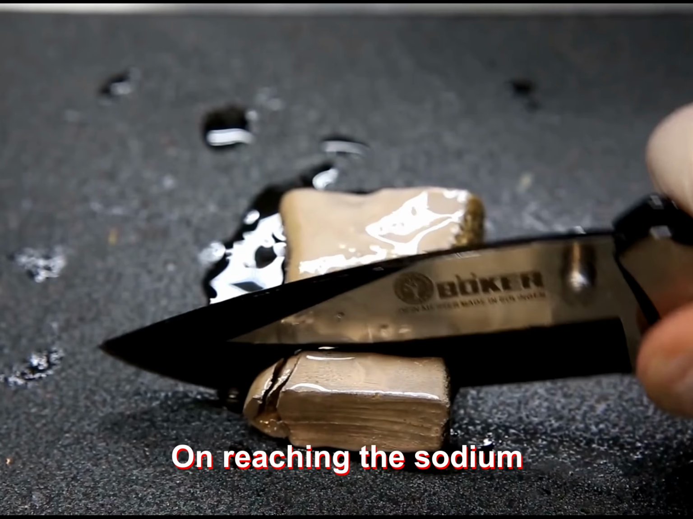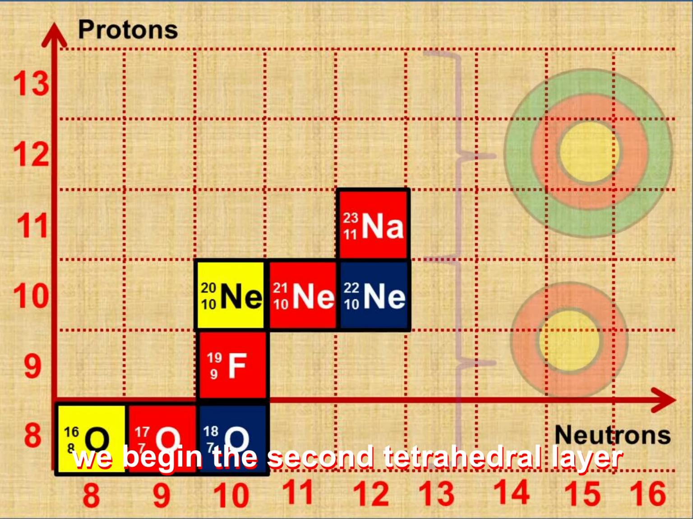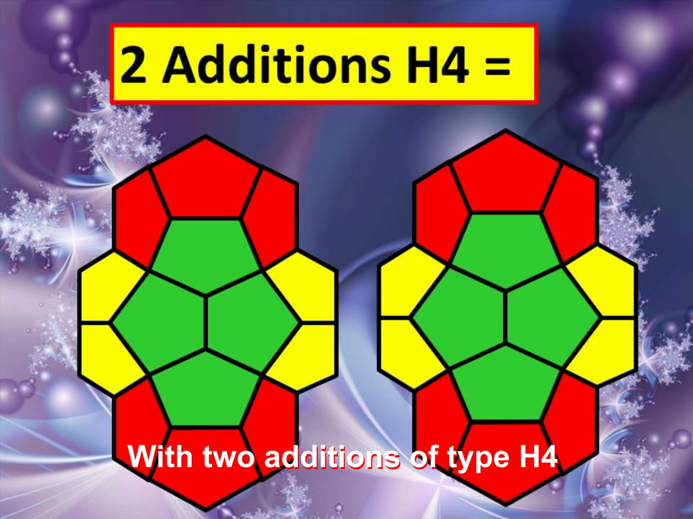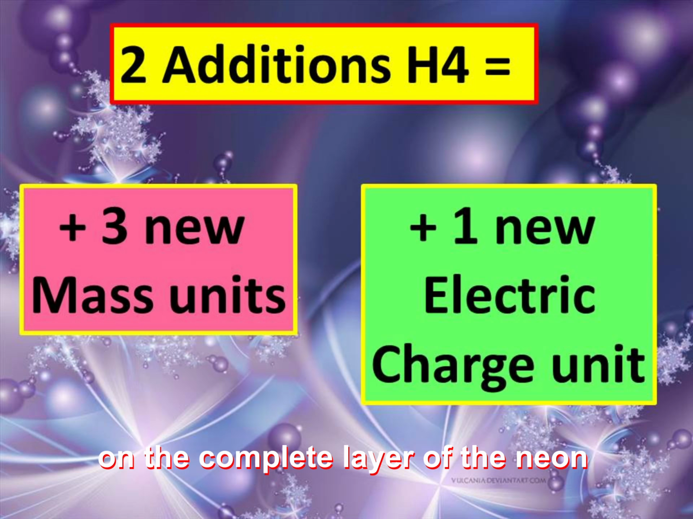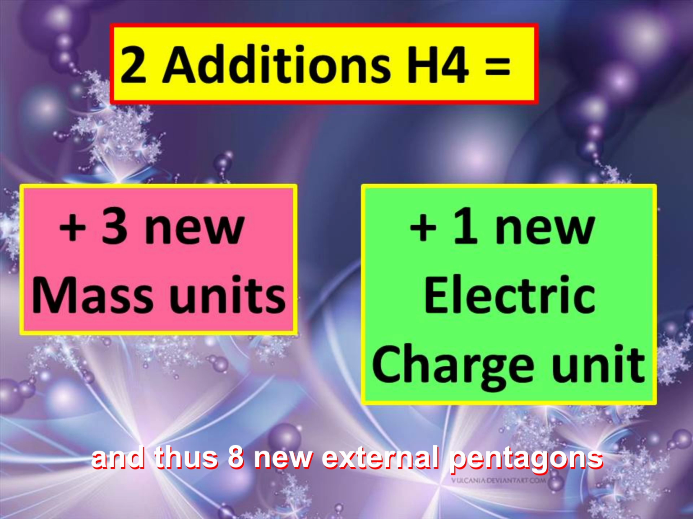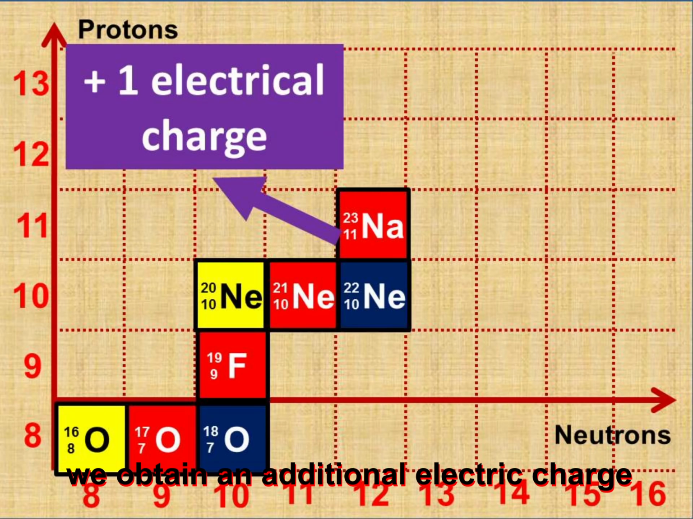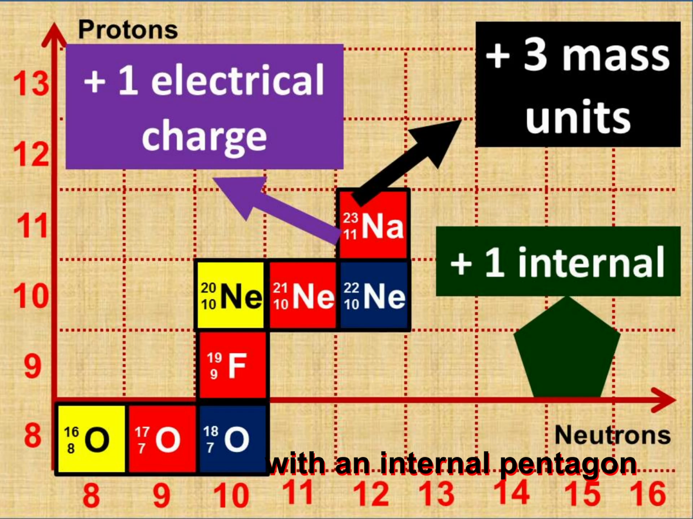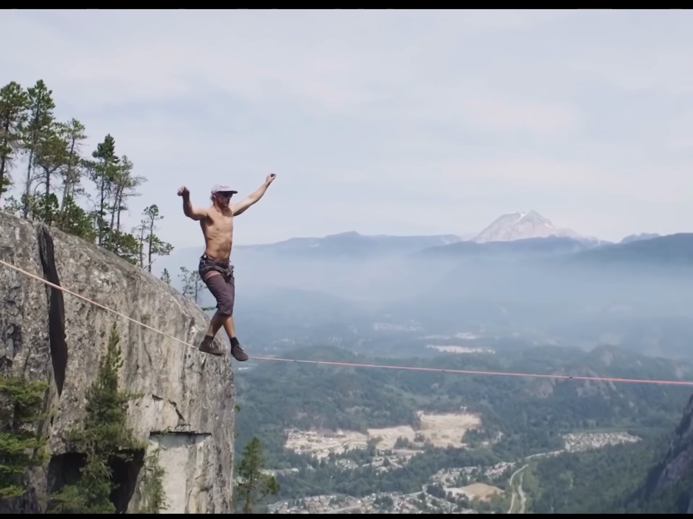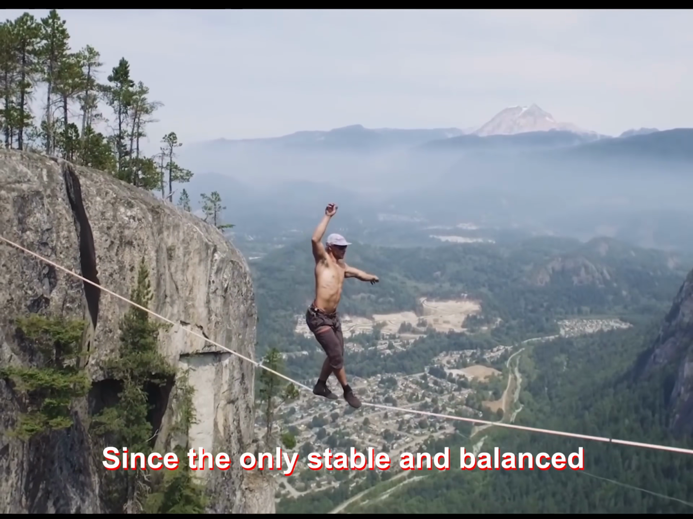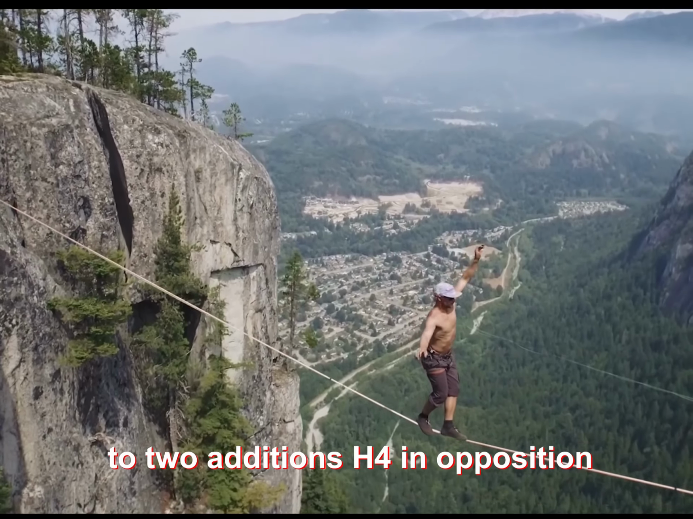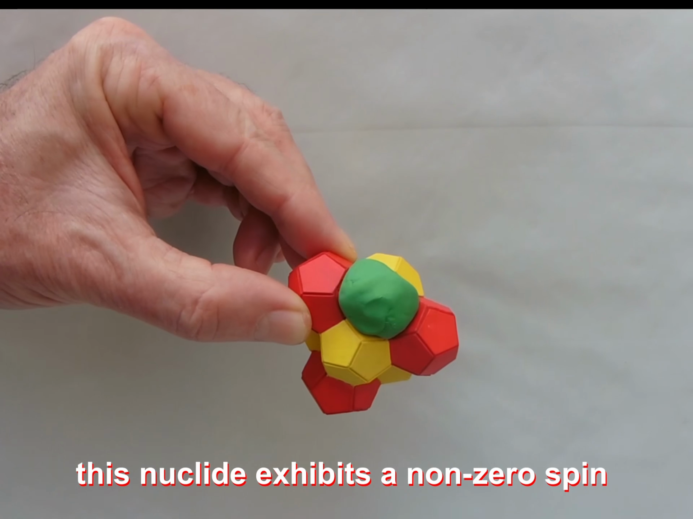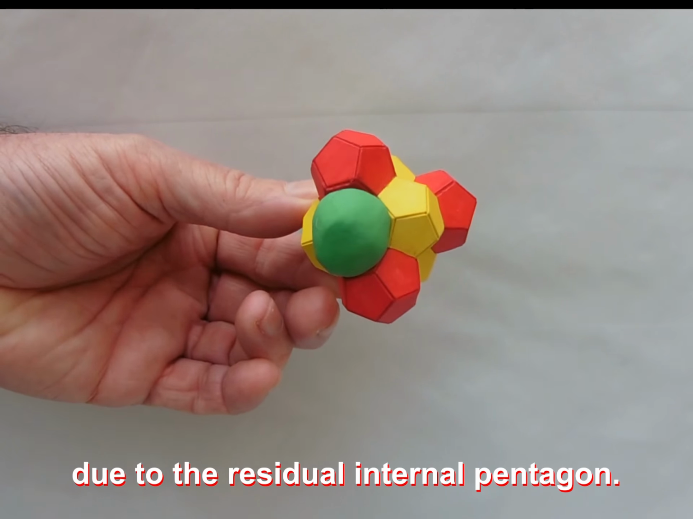On reaching sodium, we begin the second tetrahedral layer. With 2 additions of type H4 on the complete layer of the neon, and thus 8 new external pentagons, we obtain an additional electric charge of 1 and 3 units of mass with an internal pentagon. Since the only stable and balanced morphology corresponds to 2 additions H4 in opposition, this nuclide exhibits a non-zero spin due to the residual internal pentagon.